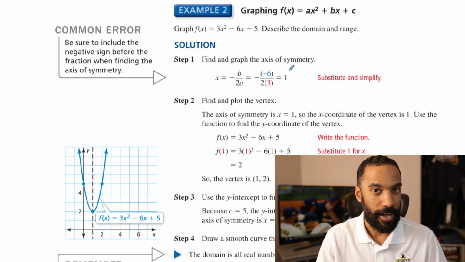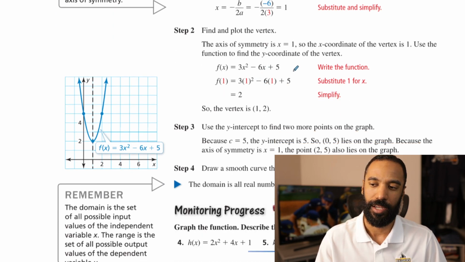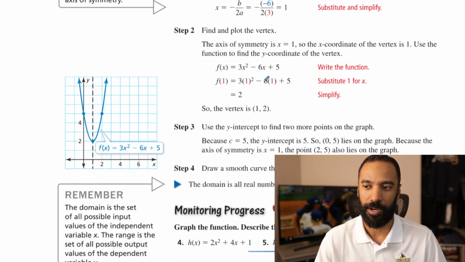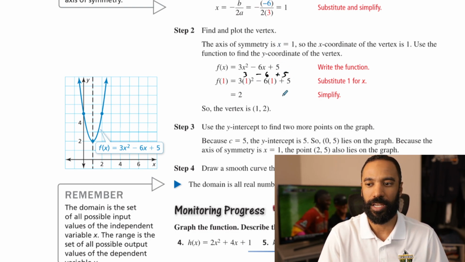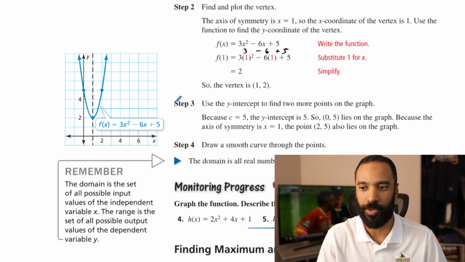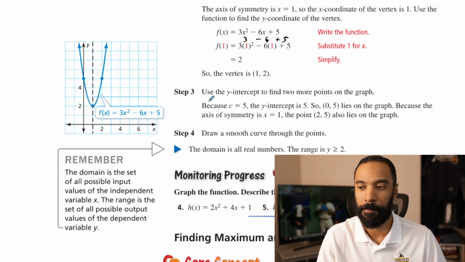Now, to find the y value of the vertex, they substitute 1 for x into this equation. So here, they have 3 times 1 squared minus 6 times 1 plus 5. 1 squared is 1 times 3 is 3, minus 6 is negative 3, plus 5 is 2. So they have the point 1, 2 as their vertex, and you can see that on this portion of this graph. Let's say that this is all that was built so far.